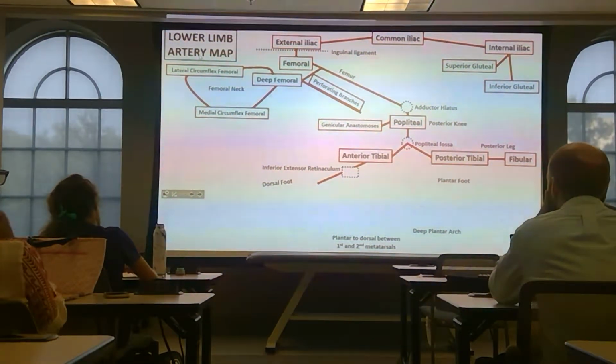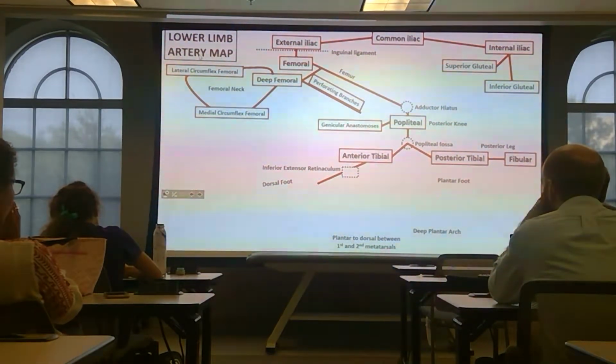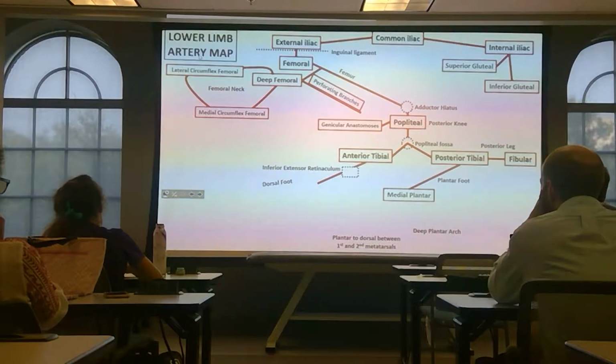Then you have the anterior tibial. So now we're going down the front of the leg to the top of the foot. The anterior tibial will go down and go underneath the inferior extensor retinaculum, which is that fibrous structure that kind of tacks everything down. And then we're heading towards the dorsal foot.